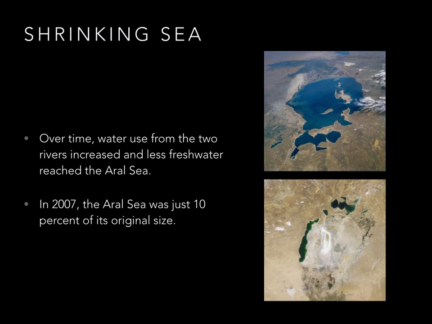Shrinking sea. Over time, though, water use from the two rivers increased, and less fresh water reached the Aral Sea, and in 2007, the Aral Sea was just 10% of its original size. So you can see a picture at the top of the 1960s, that's the Aral Sea at the top, and at the bottom is the Aral Sea in 2007. Significant shrinkage there.